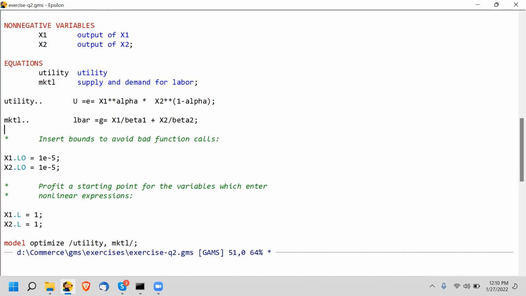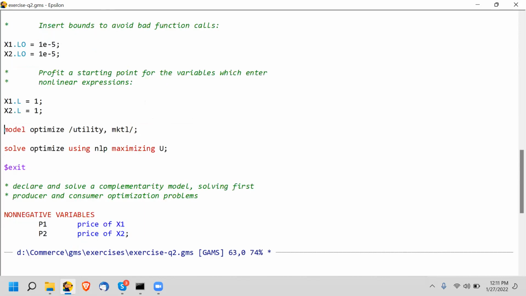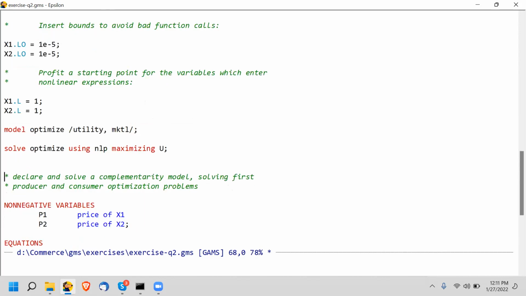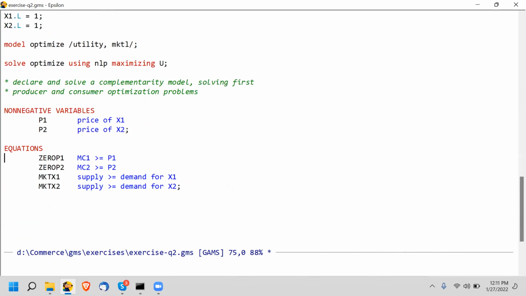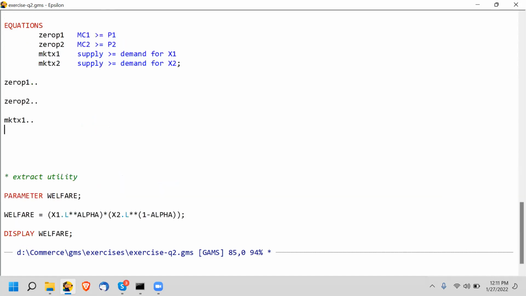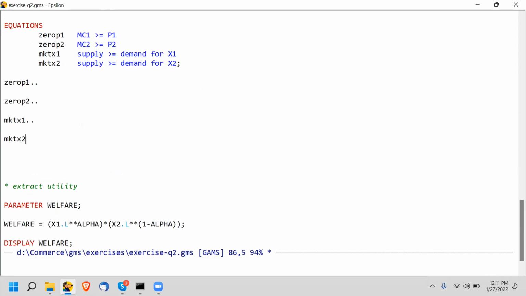Okay, let's do this next part. Declare and solve the complementary problem. So let's solve the complementary problem first. So price of X1, so zero profit 1. So it's going to be 0P1. Let's do all these guys in lowercase. So just let variables be uppercase. 0P2. Market X1. Market X2.